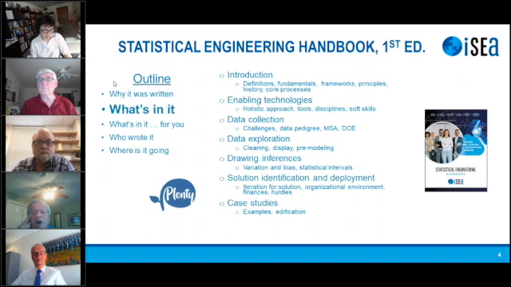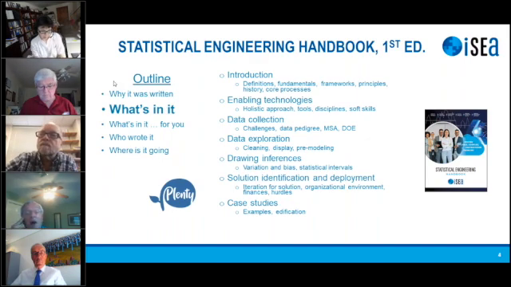The issues of data pedigree, measurement systems analysis, design of experiments. We go into some detail on design of experiments because it's a very important tool in statistical engineering. We talk about data exploration, cleaning up data, how to display data, how to examine what's going on in the data before we engage in any data modeling. Then we talk about drawing inferences on the basis of data, variation and bias, statistical intervals, and so forth. That will be described in some detail later on.